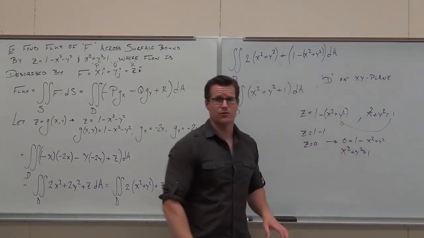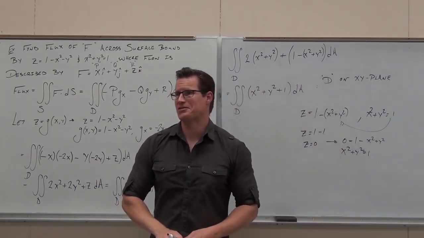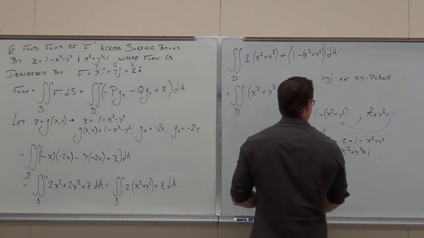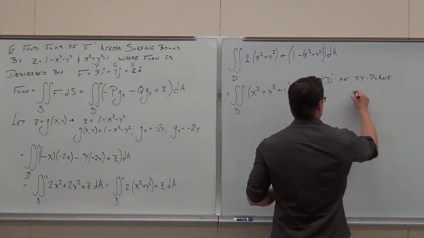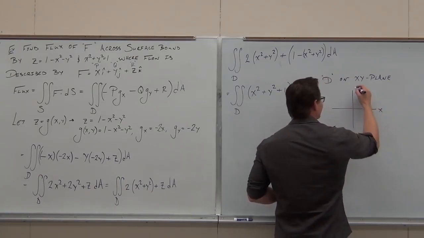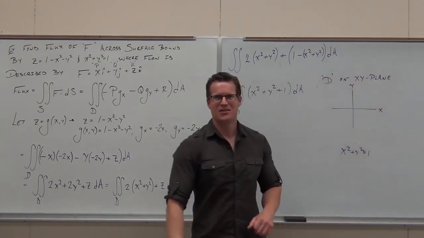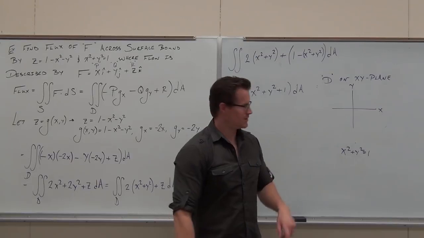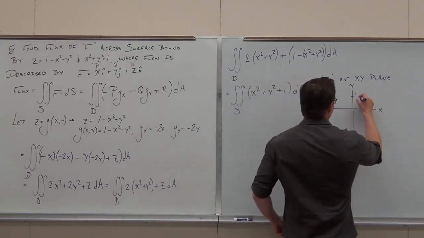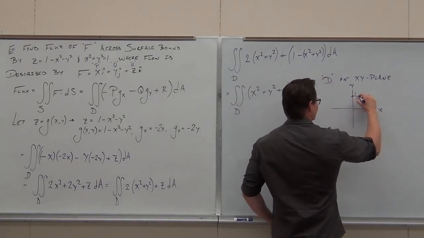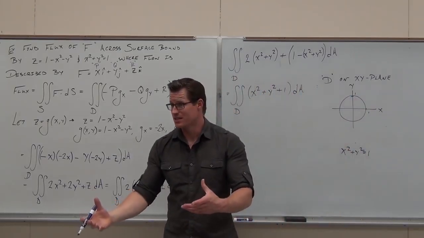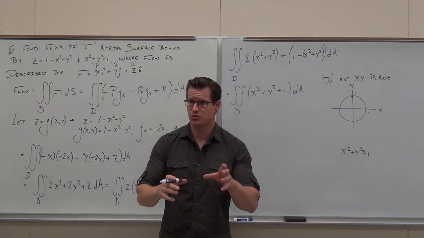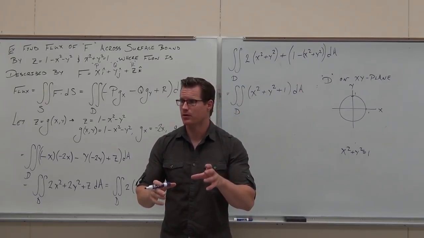Can you draw a picture of that? What picture does it give you? Circle, radius, look at that. It's like this class is coming full circle. Yeah, told you. That's your D. That's your region. That's what that is. And if you're okay with that.